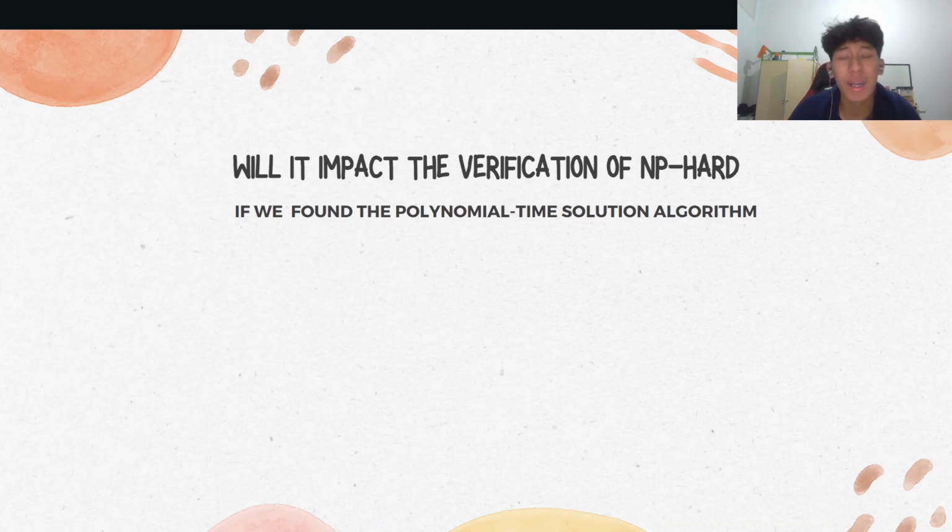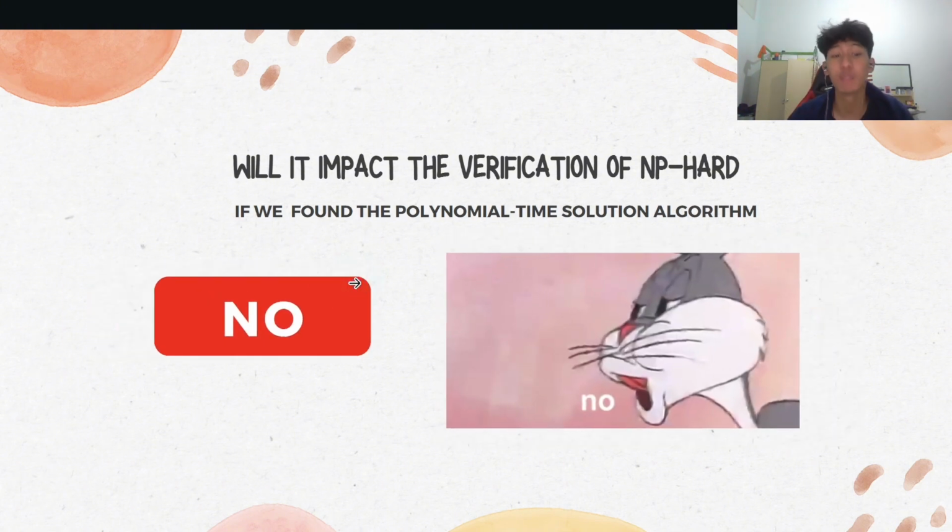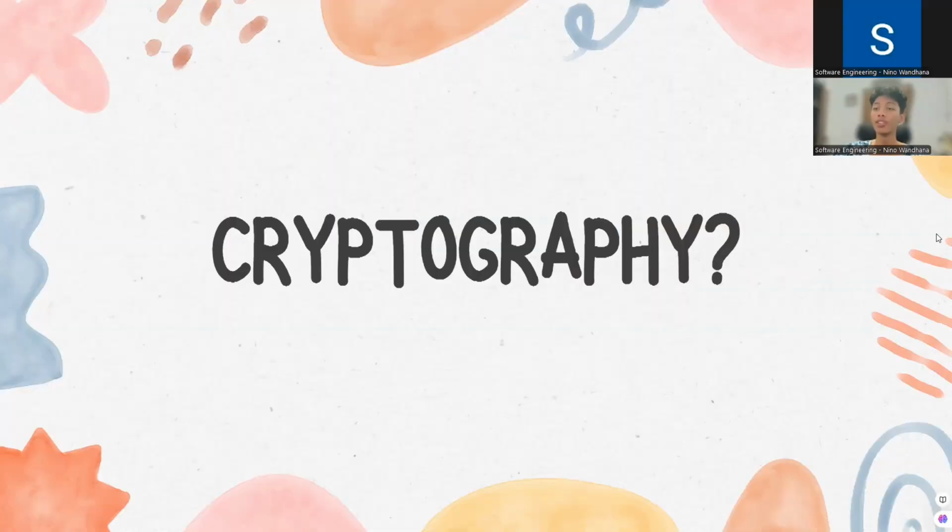But will it impact the verification of NP-hard problems? If we found a polynomial time solution algorithm, the answer is still no. Most likely it will not impact the verification. Therefore, the verification of some NP-hard problems might still be hard. This is because the verification of a solution doesn't always become simpler just because you already found the solution in polynomial time. But do you know what field this will impact the most? Surprisingly, cryptography is the field that it really impacts the most.